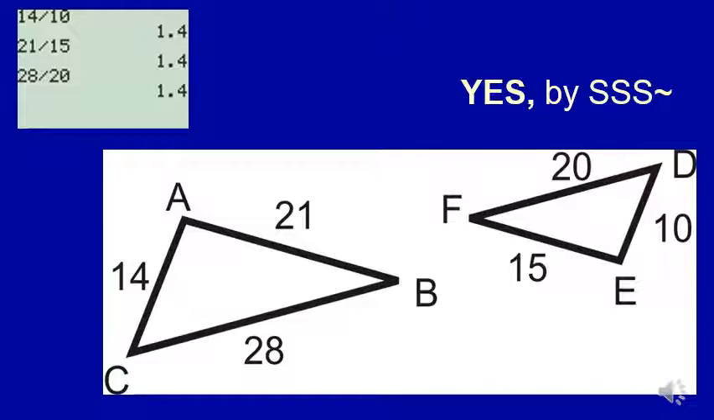If even one of them did not come out to be the same, it would be no. But as long as all three work out to be the same proportion, yes, this is going to be similar by SSS.